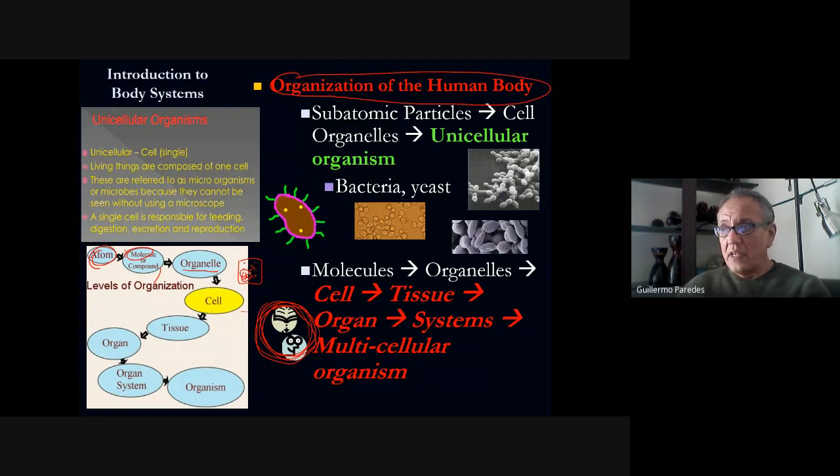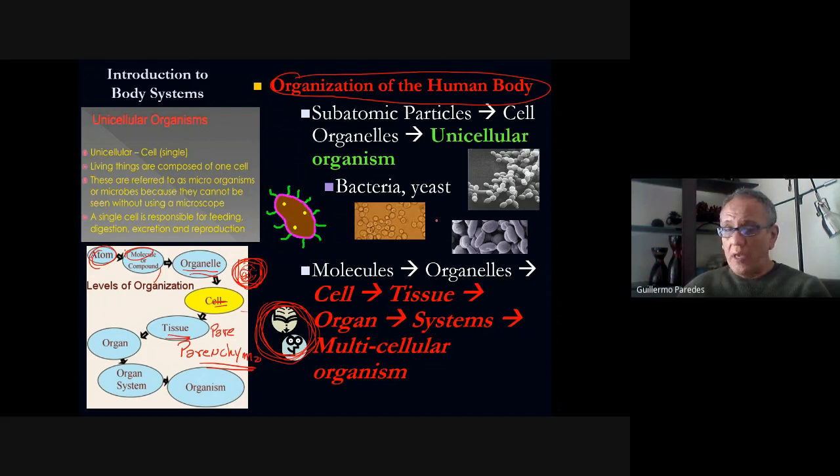So all these together are going to form what we call a cell. These organelles together are forming a cell. A group of cells is going to form a tissue. The other way to call tissue is parenchyma. Just to let you know, because this is something we use a lot in the future, parenchyma means tissue, okay? Parenchyma means tissue.